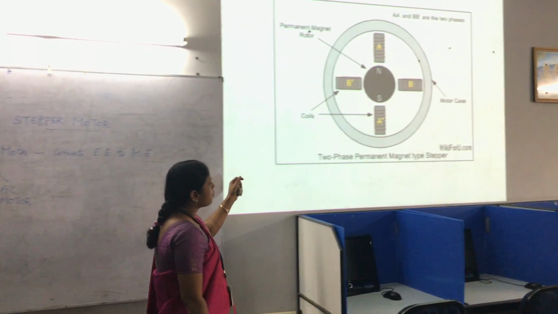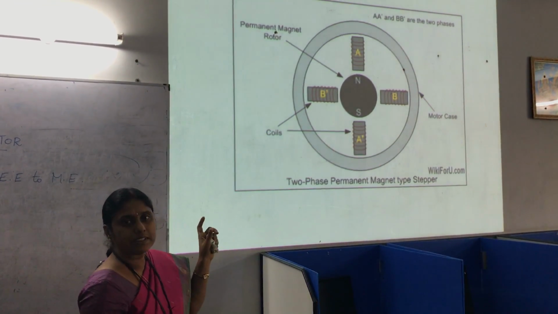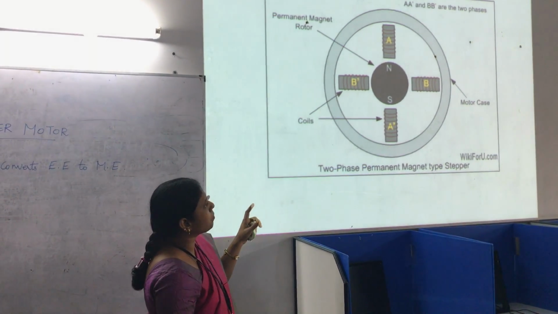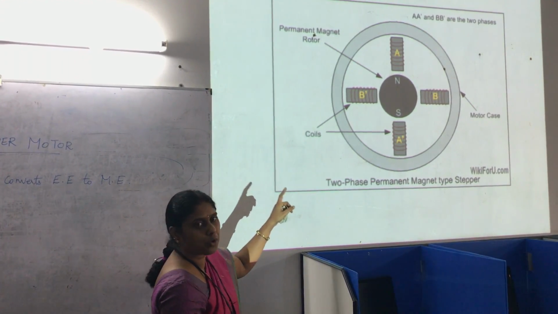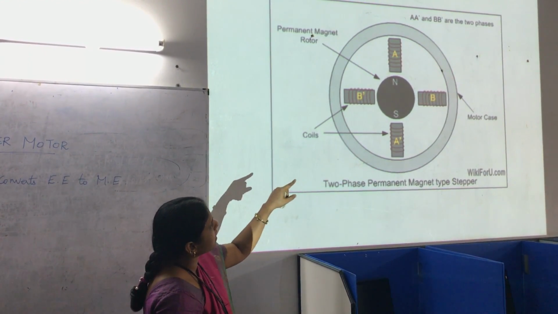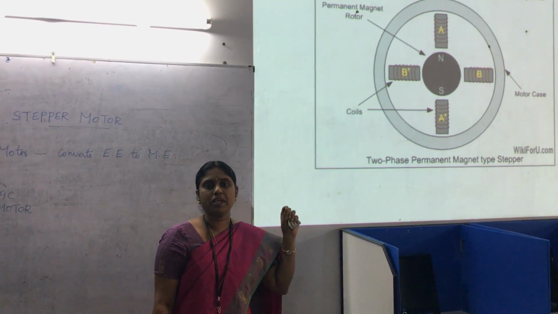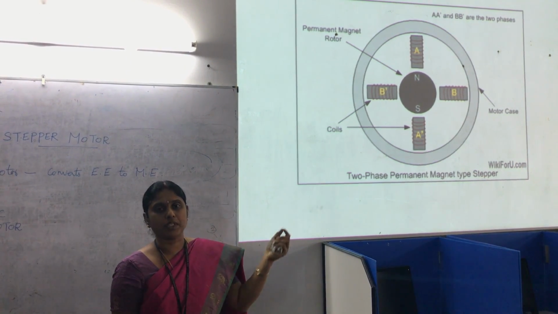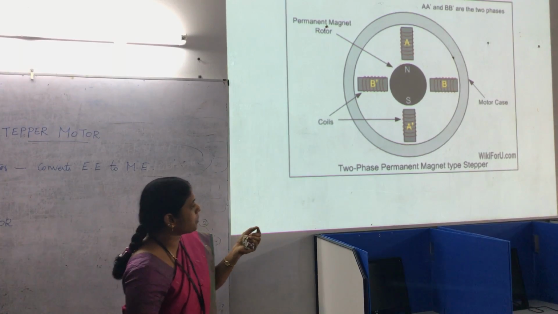This is a diagram of the two-phase permanent magnet stepper motor. First we'll see the construction of the stepper motor. It consists of the outer motor case and then the stator, shown with 4 pole magnets, and inside that there is a permanent magnet rotor. The shaft is connected to this permanent magnet rotor, through which the output is taken. Next we'll see the operation of this stepper motor.